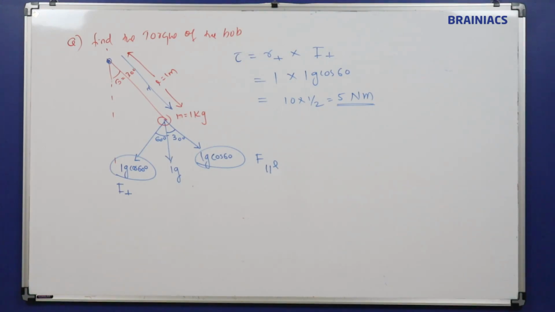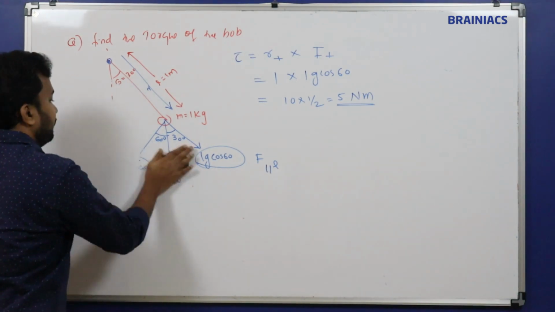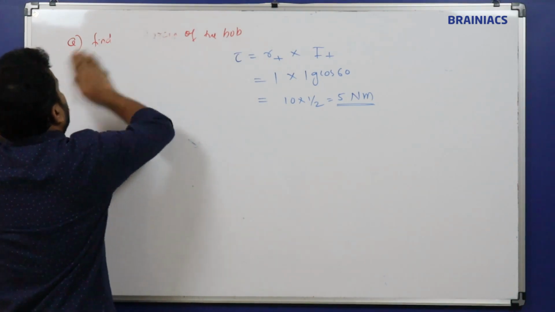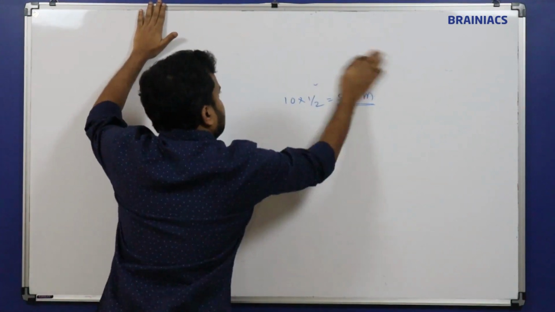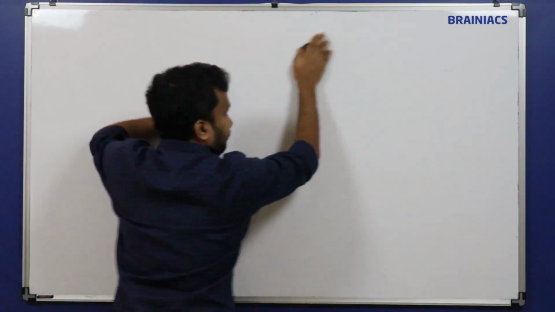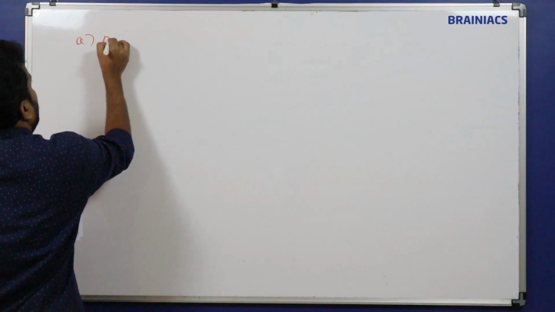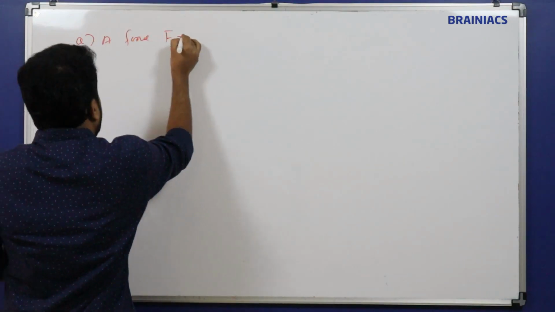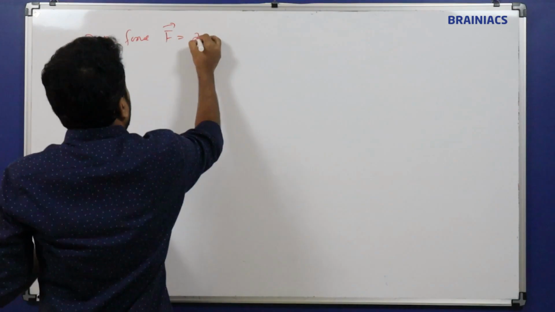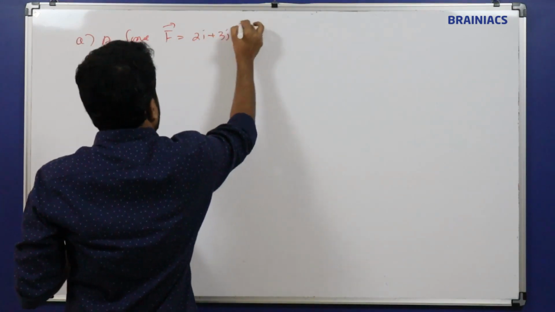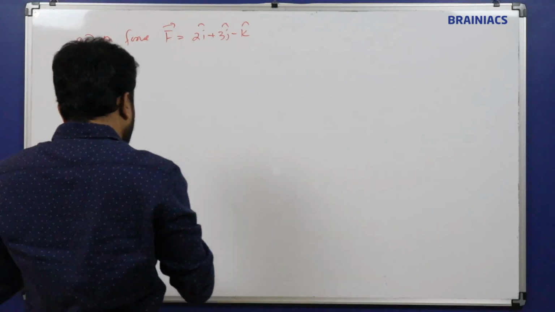Okay, so we'll go and see the next problem, the next question. Let me clean the board, I need some space. Okay. The question is, a force F is given: vector F will be equal to 2i plus 3j minus k. Everything will have a unit vector.